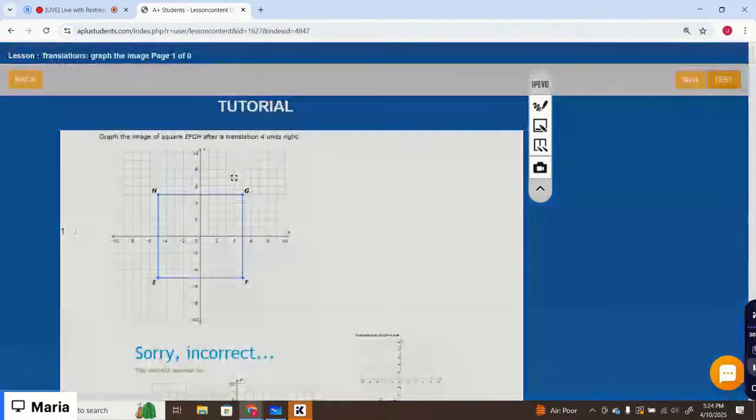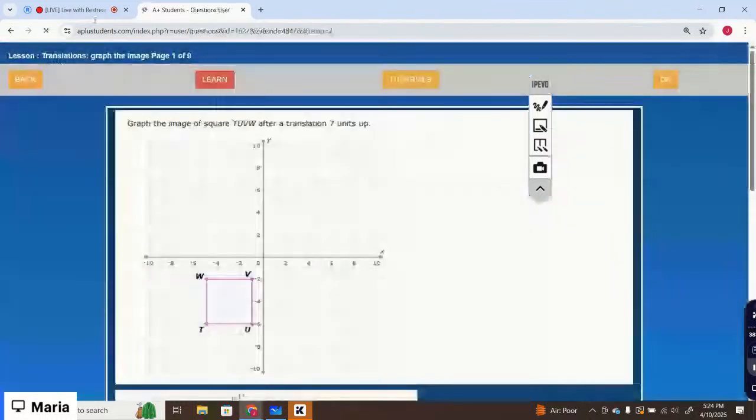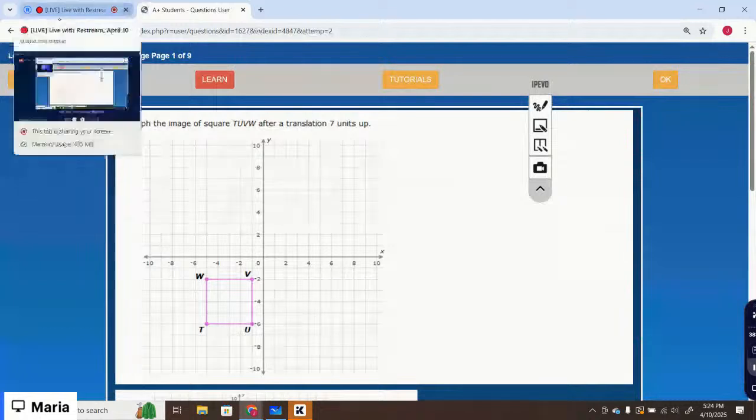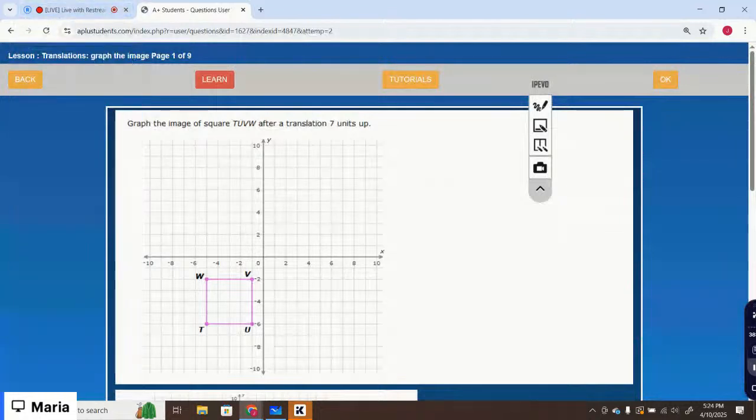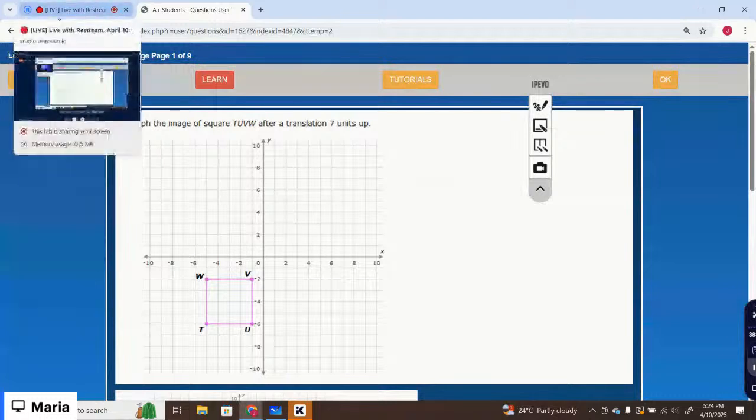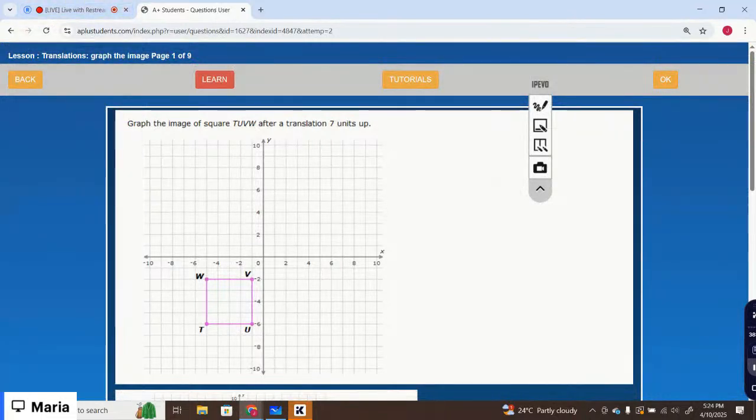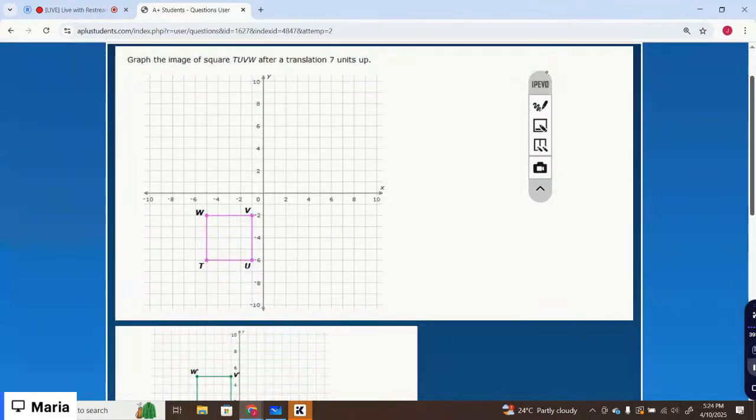Let's just start with the test questions. Graph the image of square TUVW after a translation 7 units up. You need to move the image 7 units up.